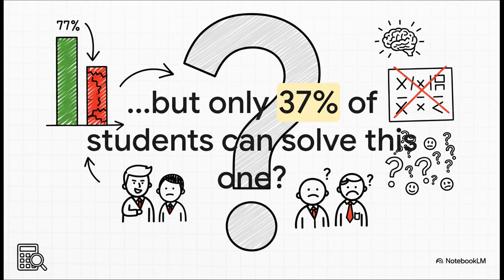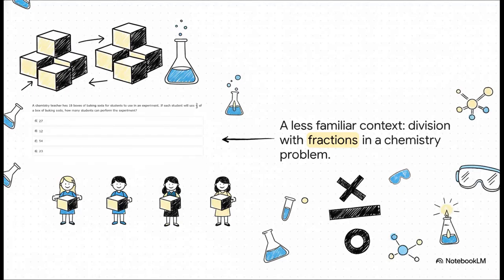Okay, so if we know for a fact they have the skill, what on earth happens here? Why does their performance just totally tank on a different problem? We go from 77% success all the way down to just 37%. We're talking a 40-point drop. That's massive. So what's the variable? Let's take a look. And here it is. This is the problem that's causing all the trouble.